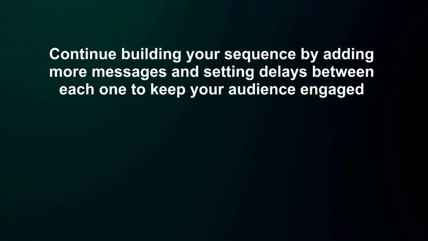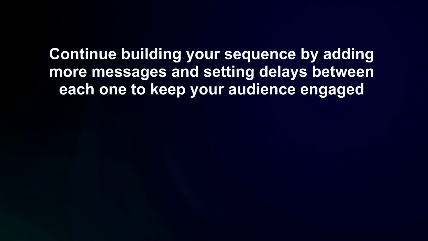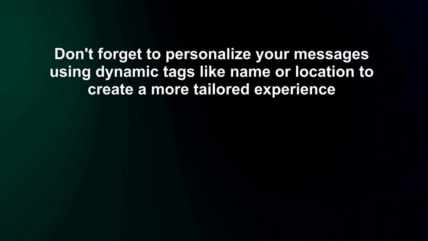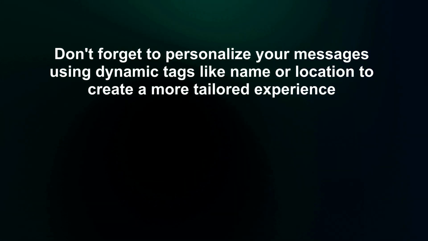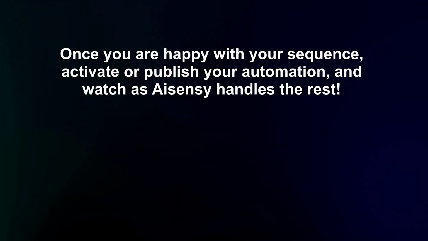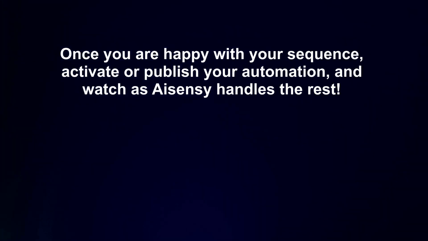to be sent. Continue building your sequence by adding more messages and setting delays between each one to keep your audience engaged. Don't forget to personalize your messages using dynamic tags like name or location to create a more tailored experience. Once you are happy with your sequence, activate or publish your automation, and watch as Aisensy handles the rest.